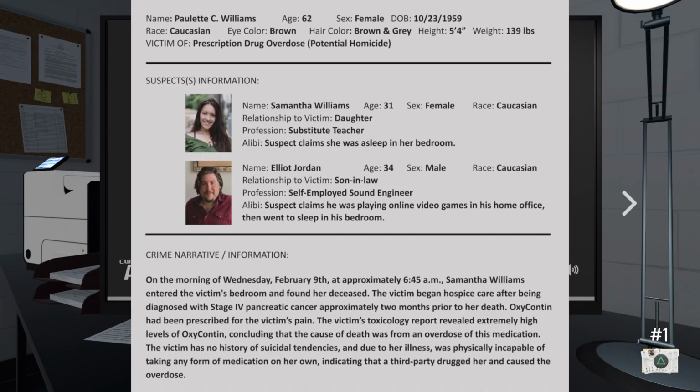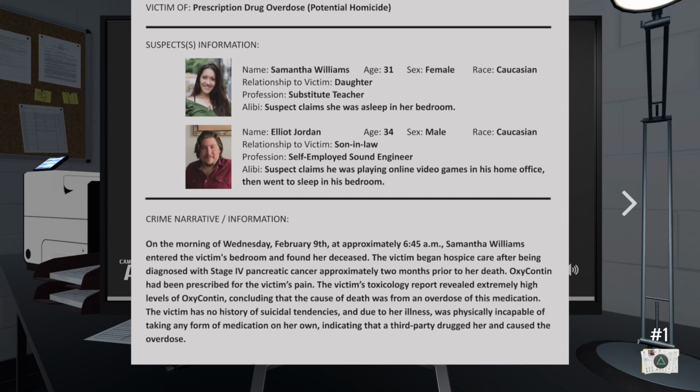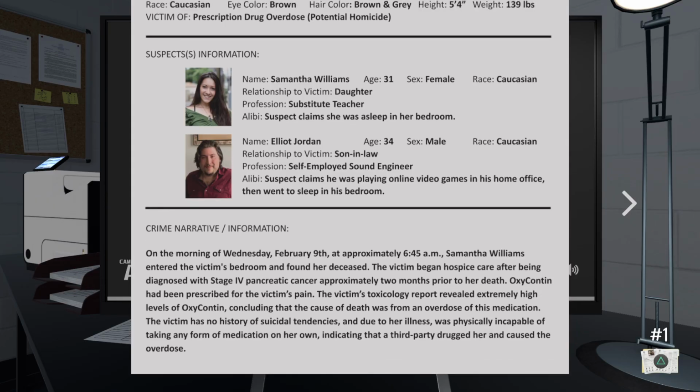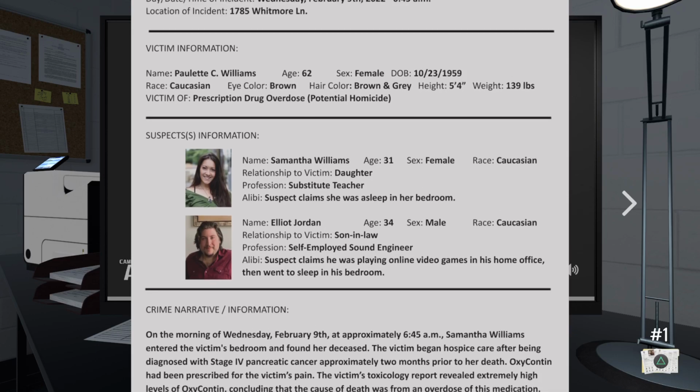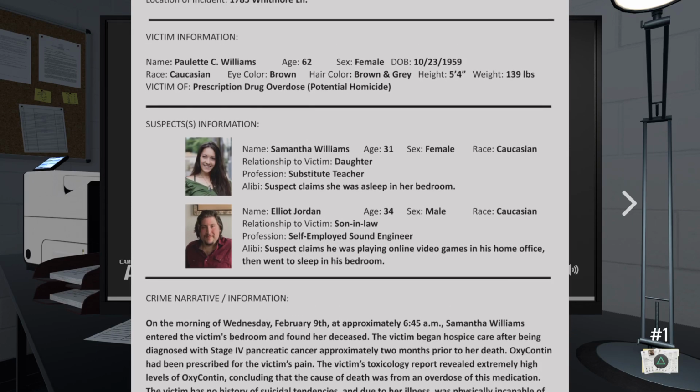But basically, the crime narrative, Martin pretty much did it. He did say it's exactly how it happened. Stage 4 pancreatic cancer, 2 months prior to her death. Oxycontin had been prescribed. The toxicology report revealed an extremely high level of Oxycontin, indicating that the cause of death was an overdose of this medication. The victim has no history of suicidal tendencies, and due to her illness was physically incapable of taking any form of medication on her own. A third-party drug didn't cause the overdose. So the only two suspects, the only two caretakers, are Samantha and the daughter and son-in-law.